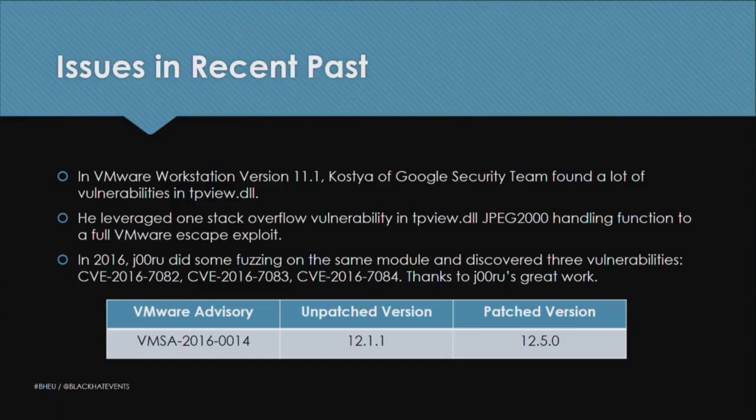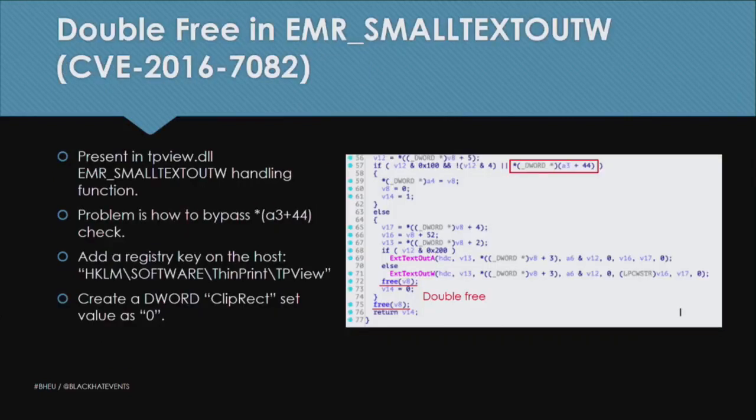Last year, Mateusz Jurczyk fuzzed the same module based on Kostya's code and discovered three CVEs, CVE-2016-7082, 7083 and 7084. Here, we would like to thank Mateusz Jurczyk for his great work. VMware also released an advisory, VMSA-2016-0014, for these three CVEs. So they should already be patched on VMware Workstation version 12.5.0.